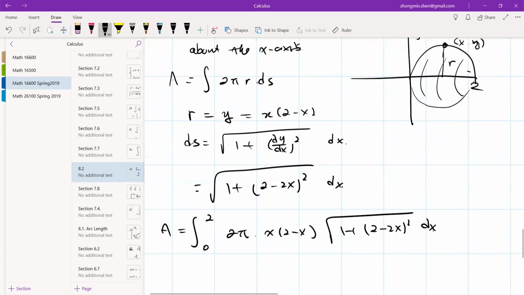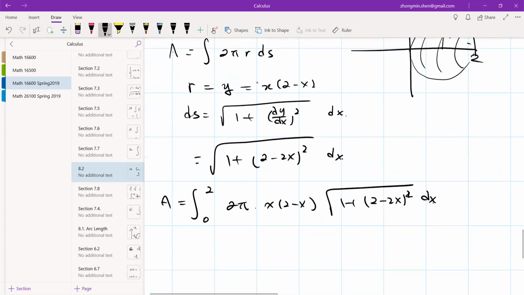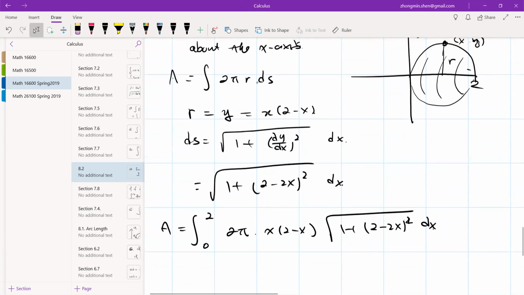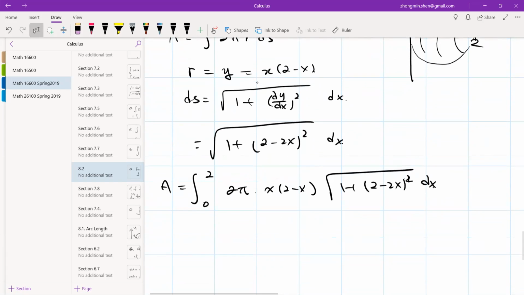You may not be able to evaluate this integral, it may be complicated, but it's okay. As long as you can set up this integral, you can always use software to evaluate it. Because you cannot express y in terms of x here, we're not going to do that. For this particular problem, you can only use the x variable.